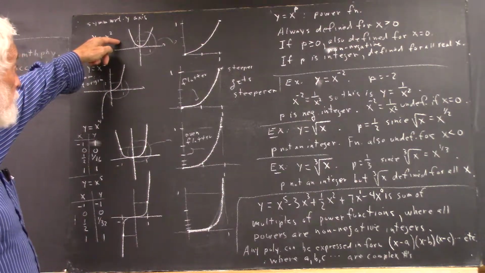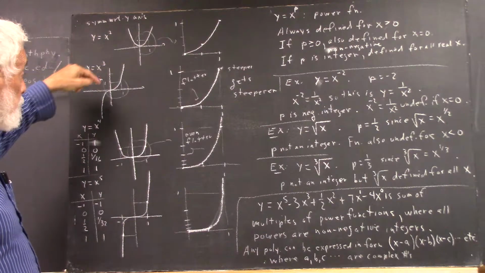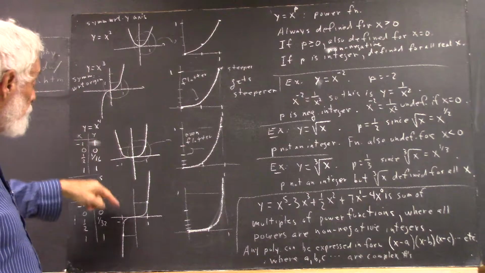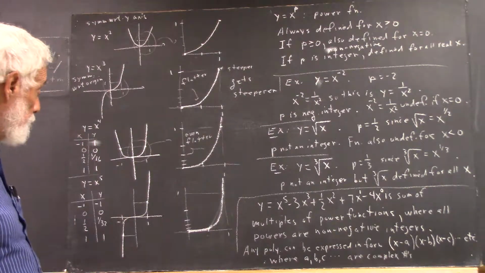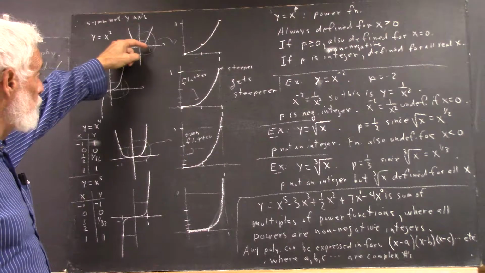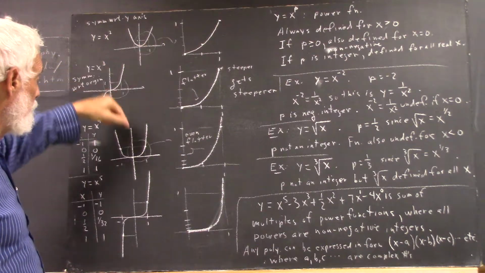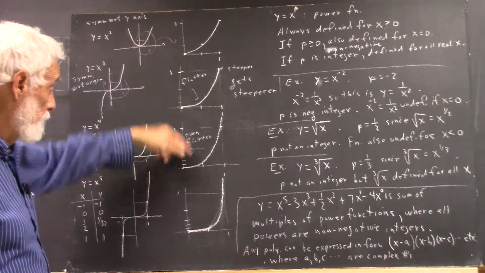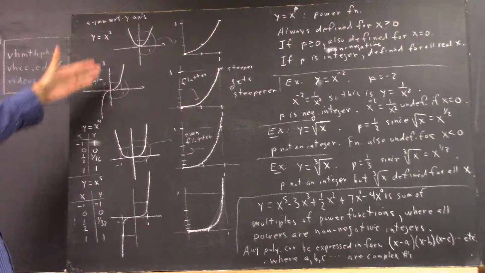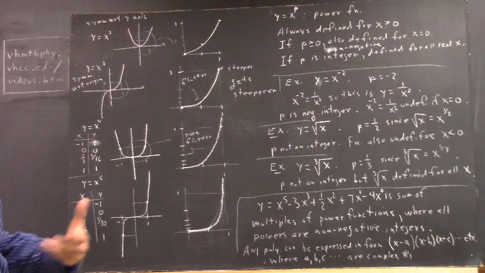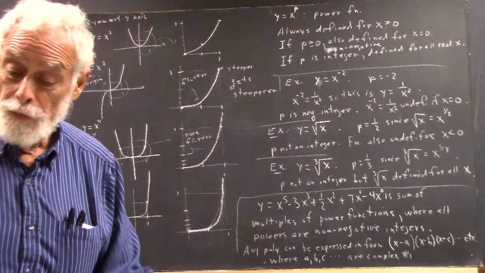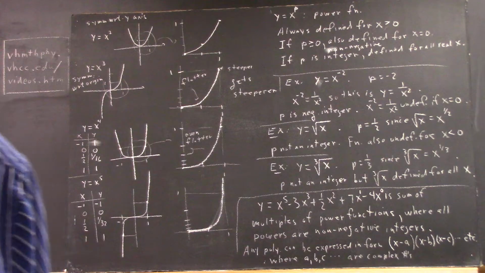We go from symmetry with respect to the y-axis to symmetry with respect to the origin, to symmetry with respect to the y-axis, back to symmetry with respect to the origin. And in each case between 0 and 1, the graph gets flatter and flatter and flatter, as we can see from these pictures. Well, these are all examples of the class of functions that we call power functions. So we're going to define that class and look at a couple of examples.